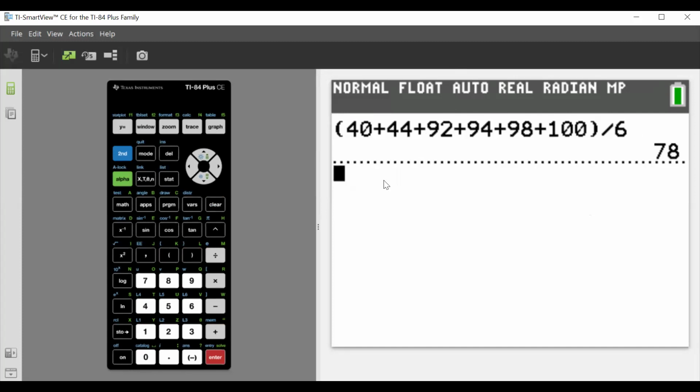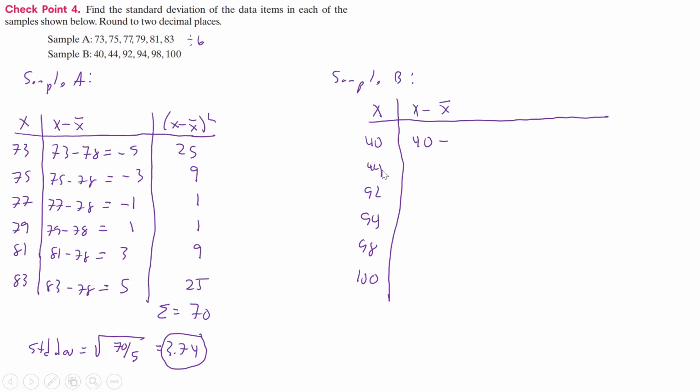Well, notice that's the same average, but look at the numbers. They're totally different looking. So that's kind of cool. So 78. So that's going to give us what? A -38.